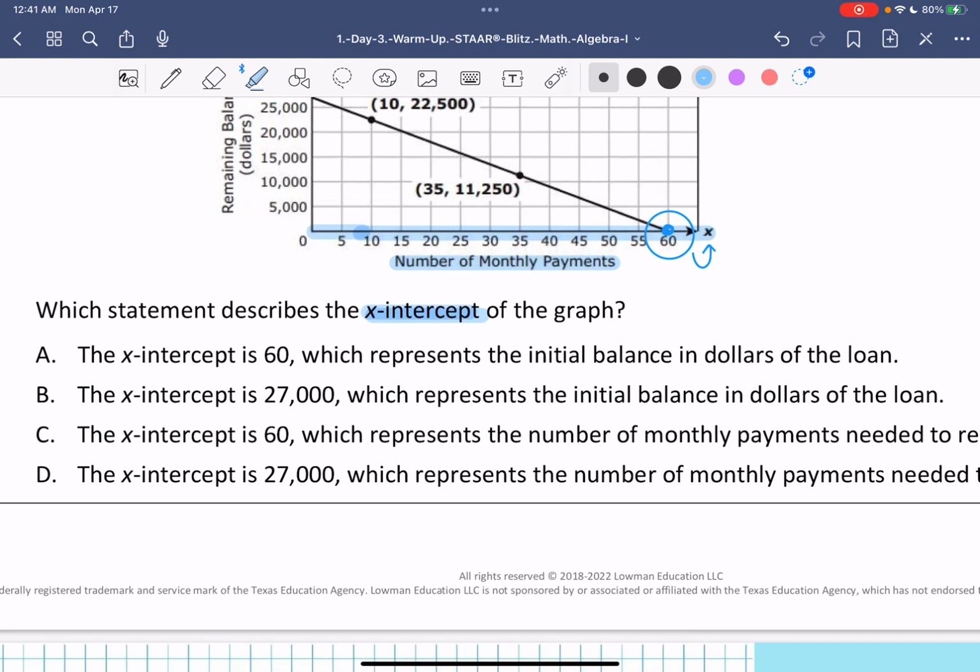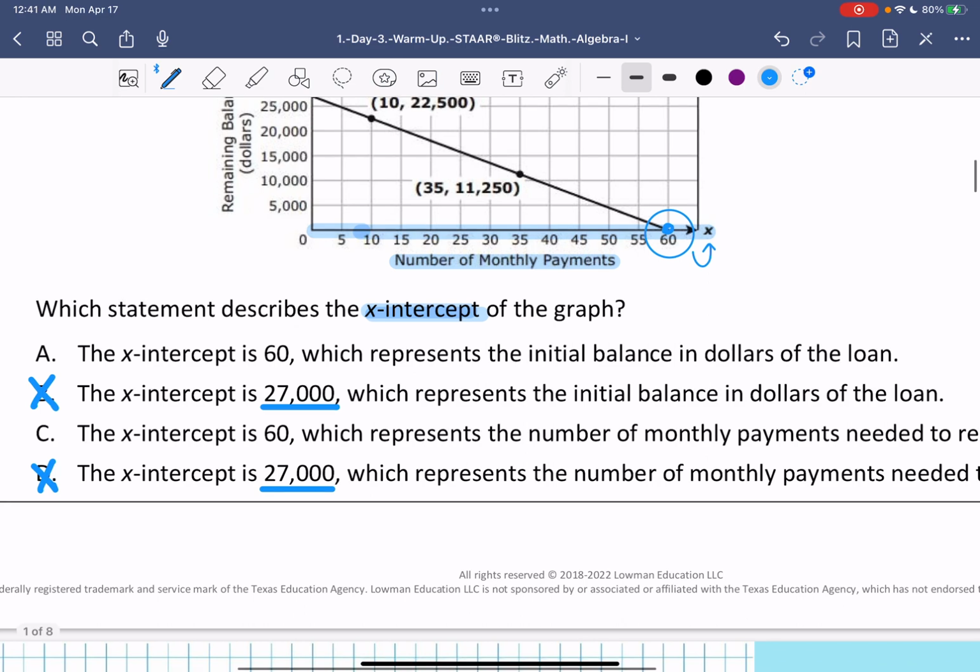One, you can get rid of B and D. Why? Because they mentioned 27,000. Well, that's not our x-intercept, guys. Our x-intercept is 60. So A says the x-intercept 60, which represents the initial balance. Well, guys, the initial balance has always and will always be your y-intercept, not your x-intercept. An initial balance is always your y-intercept.